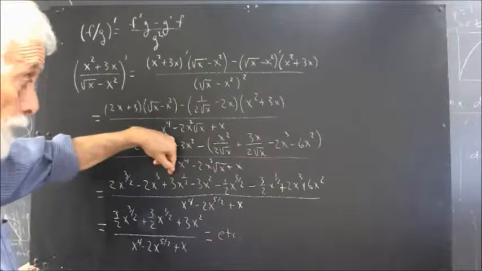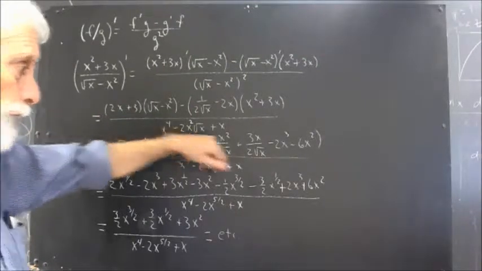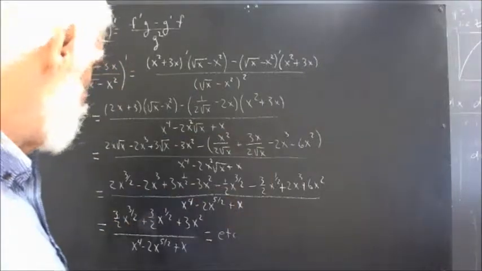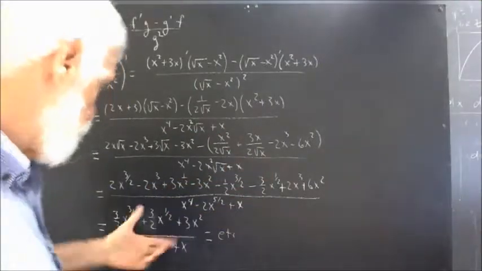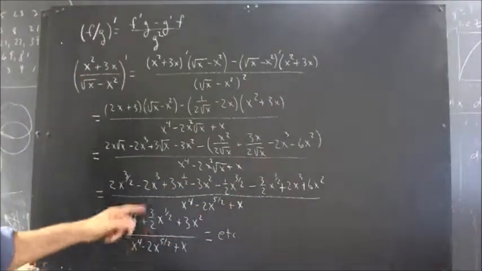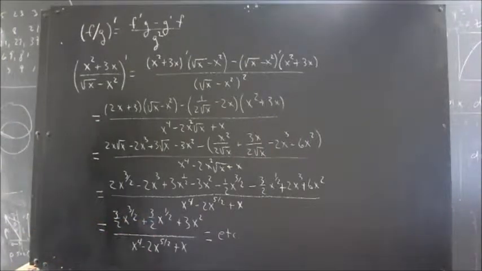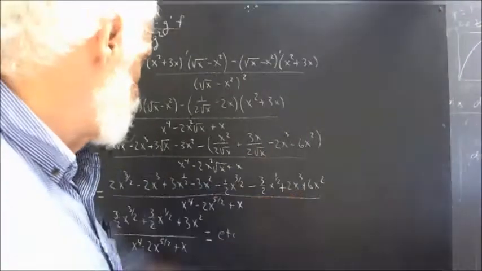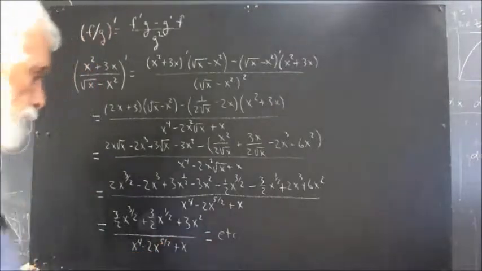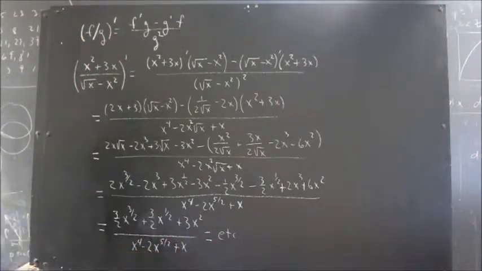3x to the 1/2 and negative 3/2 x to the 1/2. Well, 3 minus 3/2 turns out to be 3/2. So we have 3/2 x to the 1/2. And then we have a negative 3x squared and a plus 6x squared, which gives us a plus 3x squared. Our denominator hasn't changed.